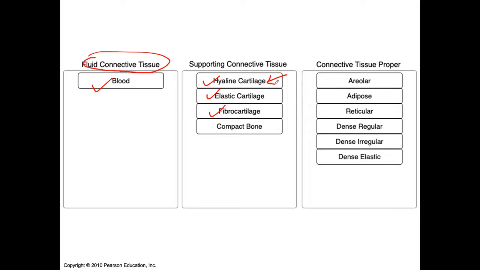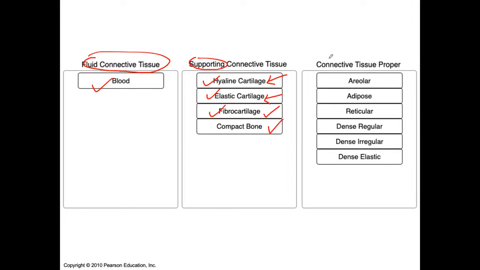Hyaline cartilage is what makes up your joints. Elastic cartilage could be found like the epiglottis of the throat, the cartilage of the ear, in the lungs, that's all elastic cartilage. Fibrocartilage is the intervertebral discs, the meniscus, pubic symphysis, and compact bone is the osteon. So all that falls under supporting.